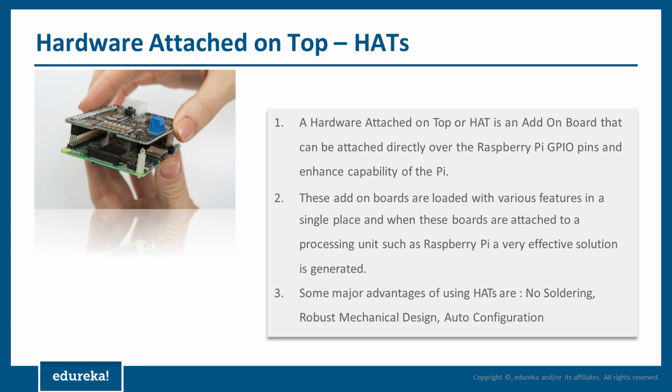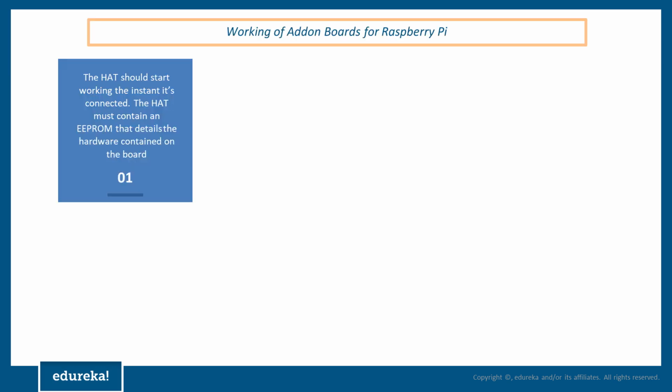I have a slide on auto configuration as you move ahead. So why is it auto configuration? Basically the concept is that the HAT should start working the instant it is connected. The moment you plug it in, it should start functioning. That's the idea. All of the HATs have an EEPROM, which is a small memory that has the details of all the hardware that it contains, a list of hardware in a standard format.